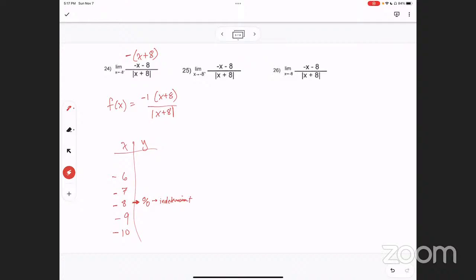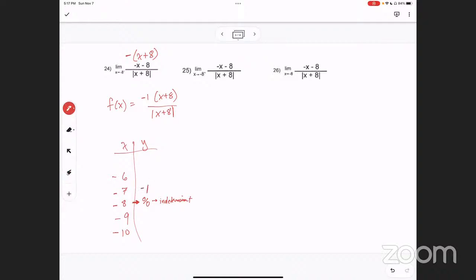So what happens if I plug in -7? What would I get if I plug in -7 to this function? What's -7 plus 8? 1. Yep. -7 plus 8 is 1, but then there's a negative in front of it, right? So this becomes a -1.